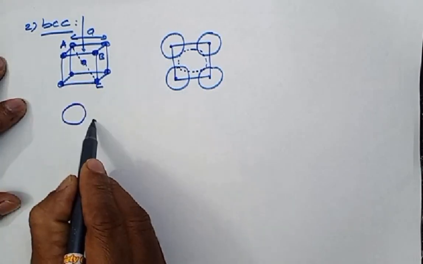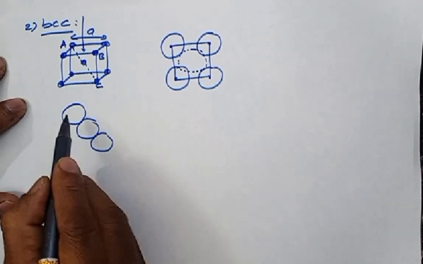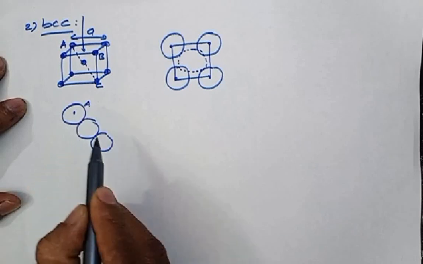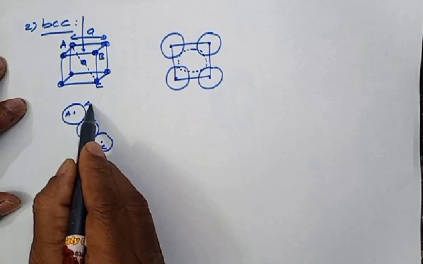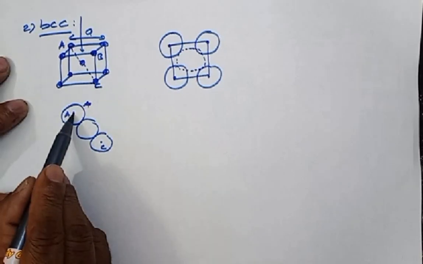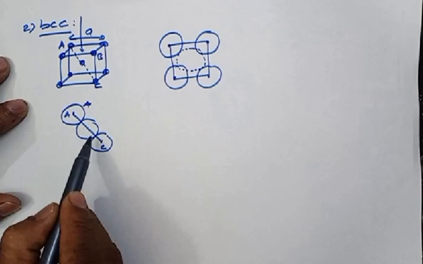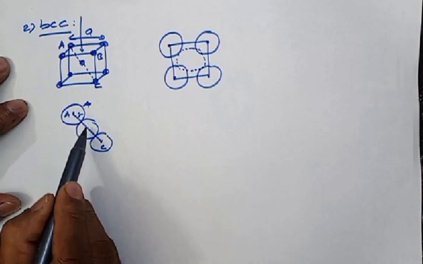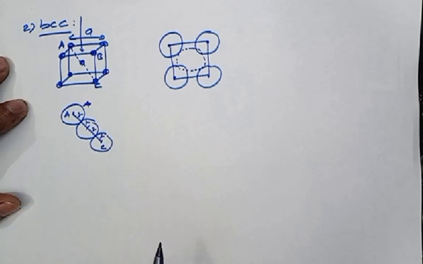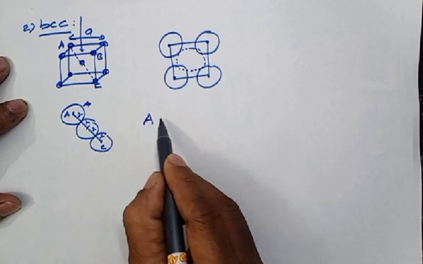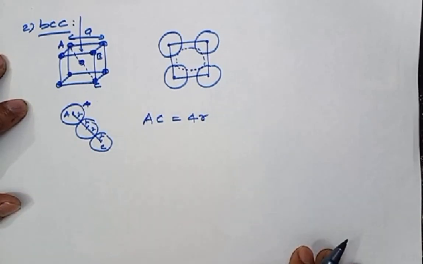See, A atom, this is the center atom, and this is the C atom. So this point corresponds to A, and this point corresponds to C. A, C. Now if we connect these, this is the body diagonal. This is the radius of one atom, here we have the diameter, so R plus R, here we have R. Therefore body diagonal AC is equal to 4 times the radius.